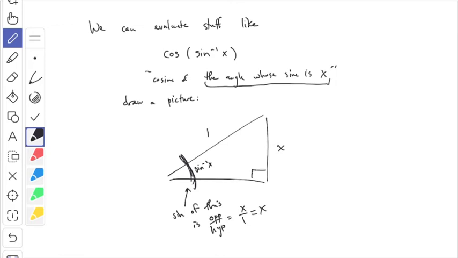So for now I'll write it as edge. What exactly is that? By the Pythagorean theorem, we would say x squared plus adjacent squared equals 1, and then we could solve for adjacent. What's it going to be here?